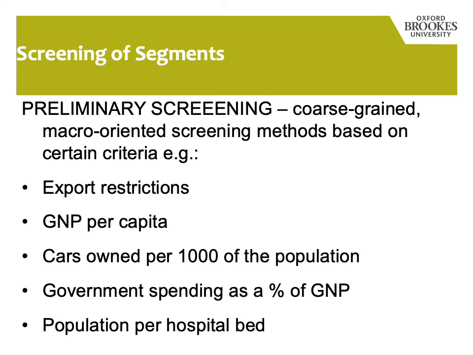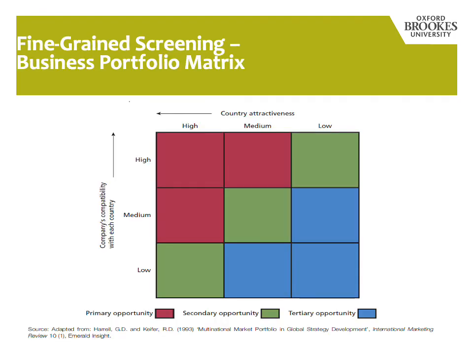Screening of segments. Preliminary screening uses coarse-grained, macro-oriented screening methods based on certain criteria, for example, export restrictions, GNP per capita, cars owned per 1,000 of the population, government spending as a percentage of GNP, population per hospital bed. Following macro-level screening, researchers move towards a more micro-oriented approach. Fine-grained screening, business portfolio matrix.